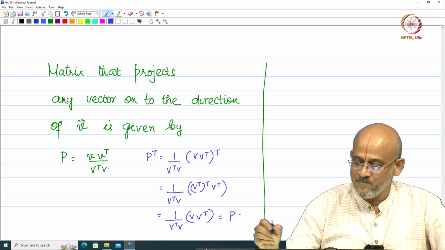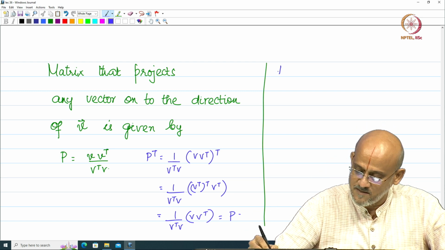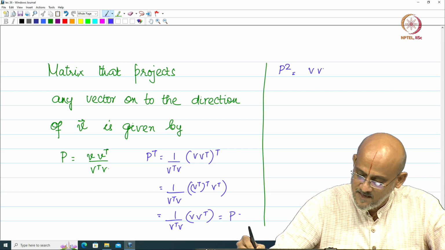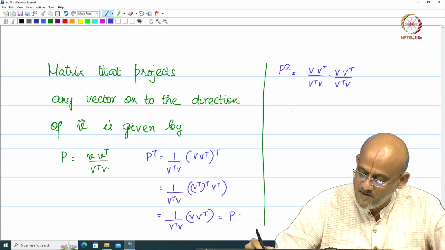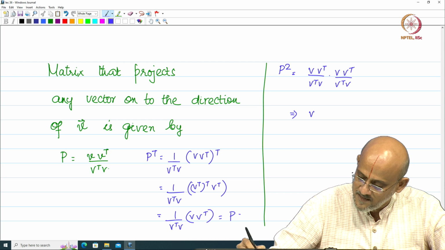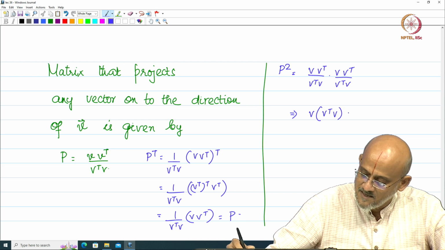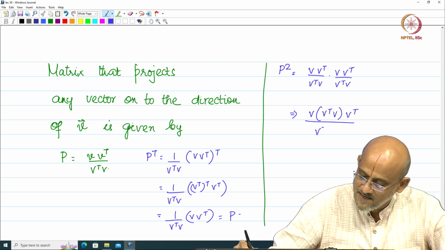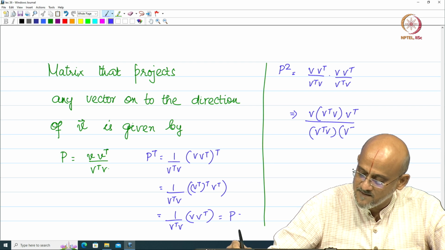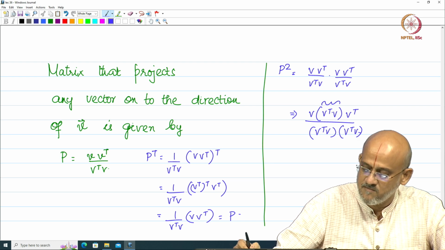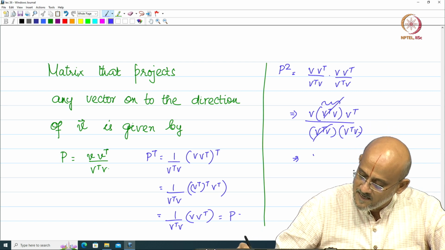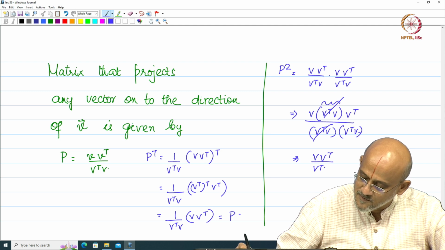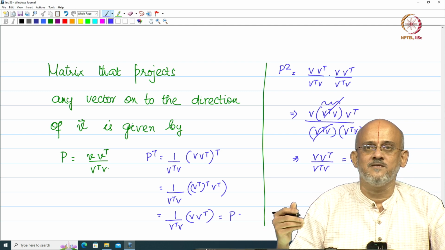That is interesting. Let us look at whether P square is P. P square is V V transpose divided by V transpose V into V V transpose divided by V transpose V. Now what we get is V into V transpose V into V transpose, divided by V transpose V into V transpose V. Now this is a scalar, so I can pull it out and cancel. So what do I get? I get V V transpose divided by V transpose V, which is P itself. Wow, that is interesting.